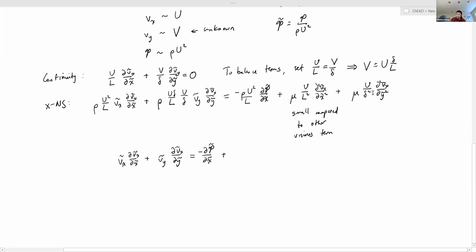And then of course we have, this is gone. And so we just need to divide through by rho u squared over L. What we get is mu over rho u L times L squared over delta squared. Okay.